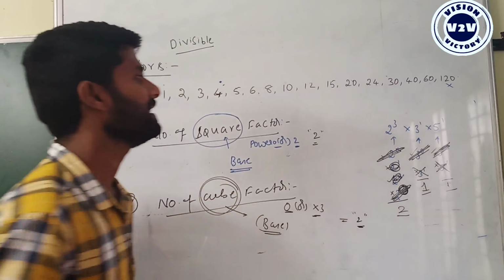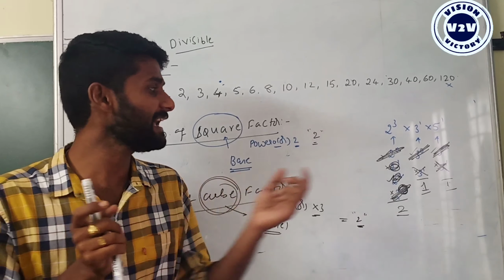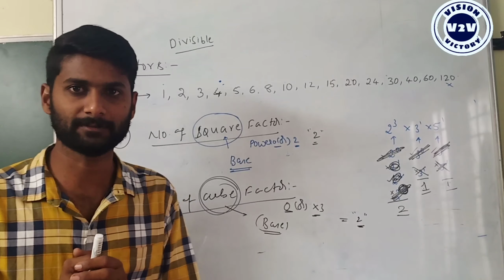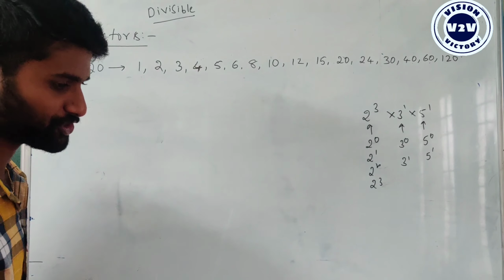The number of cube factors for 120 is also 2. So just go with the definition. Square can be defined as: whatever the base value given, the power being 0 or a multiple of 2, those numbers are square numbers. Same thing, cube can be defined as the power being 0 or a multiple of 3. In any factors, those numbers are always defined as perfect cube numbers. See, next question.